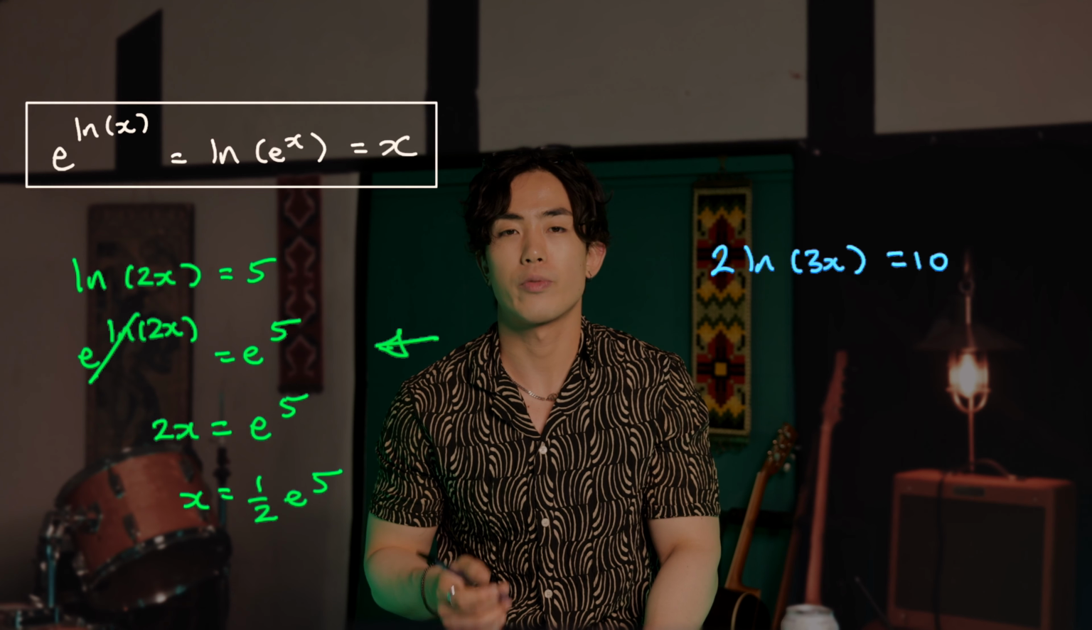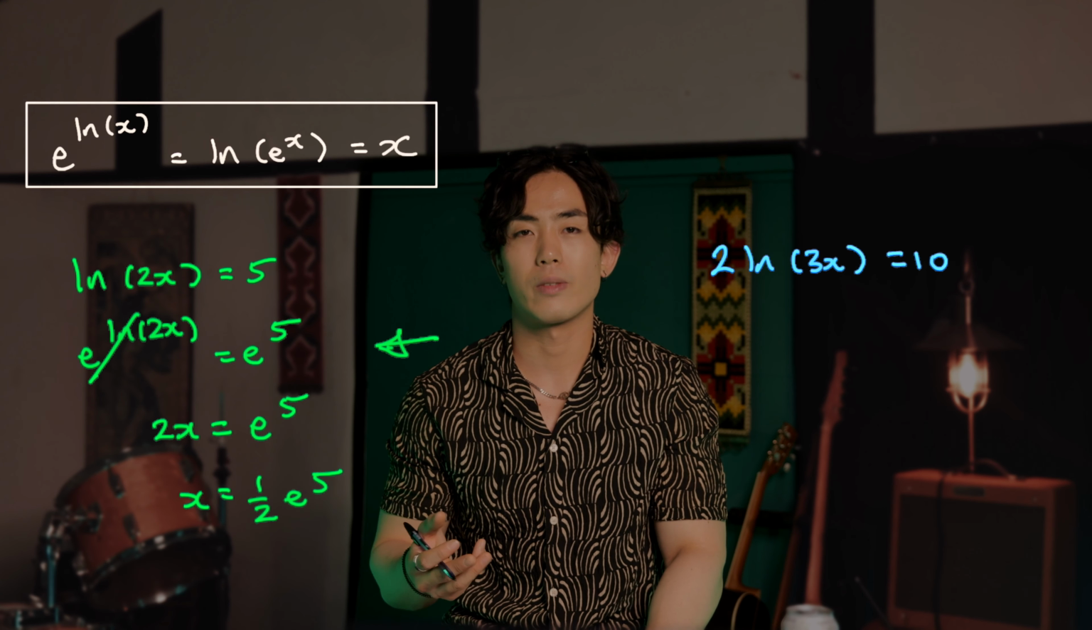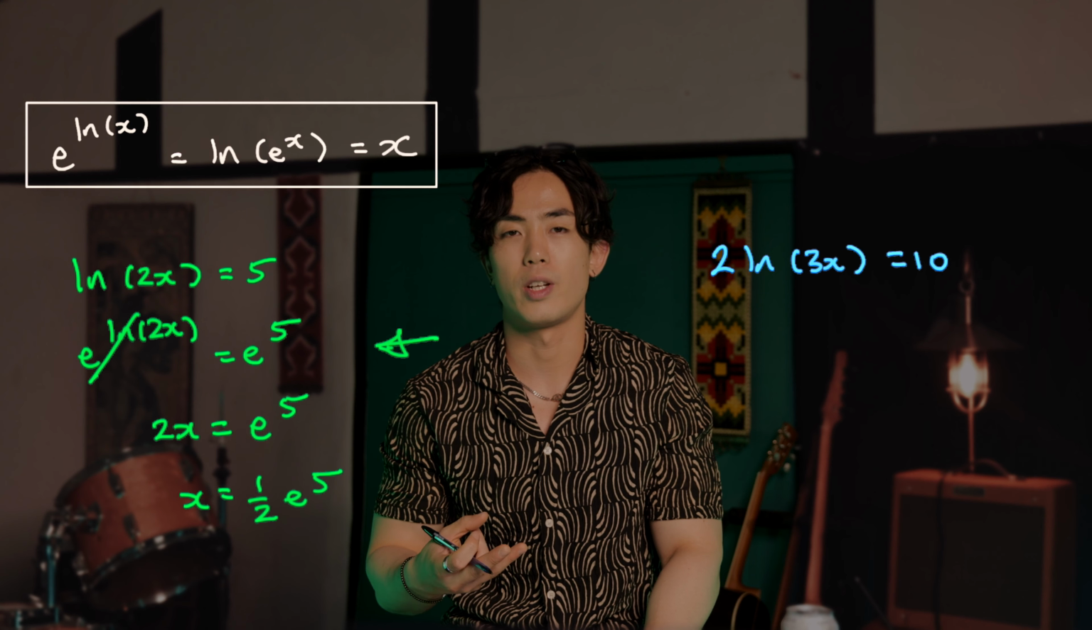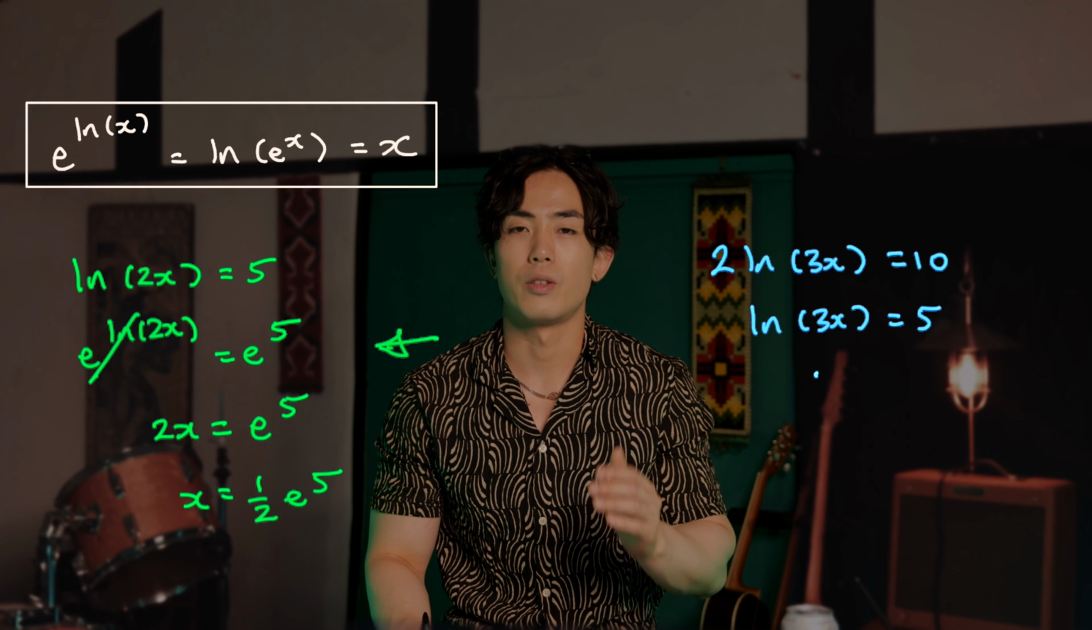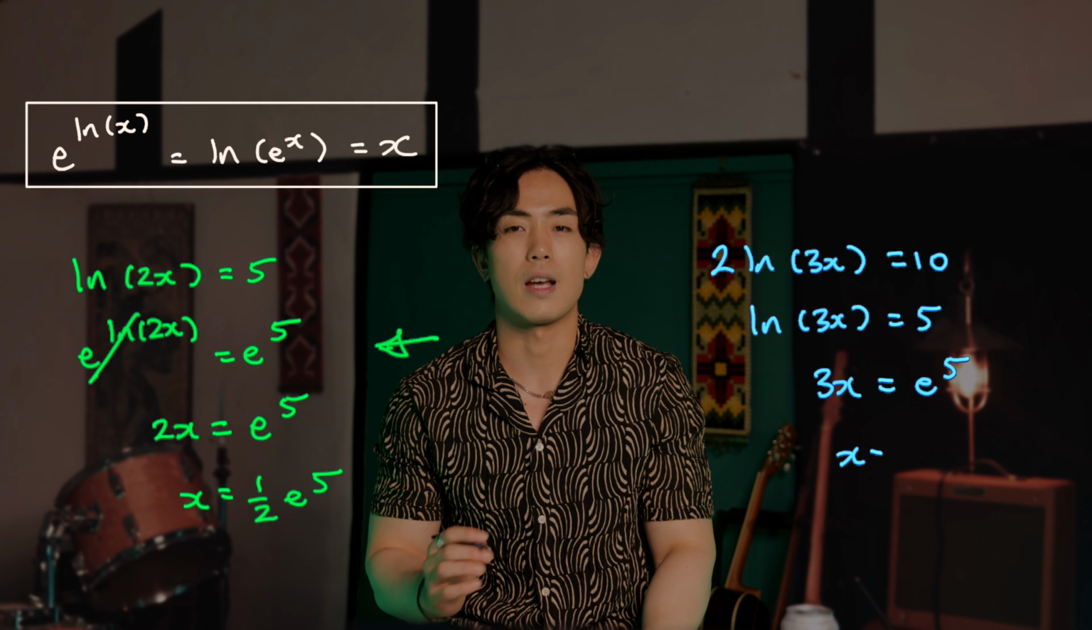Let's try one more. So if we have 2 ln 3x is 10, first things first, the coefficient of ln has to be 1, so we have to divide by 2 first. So ln 3x is 5, so therefore 3x is equal to e to the 5, and x is a third of e to the 5.